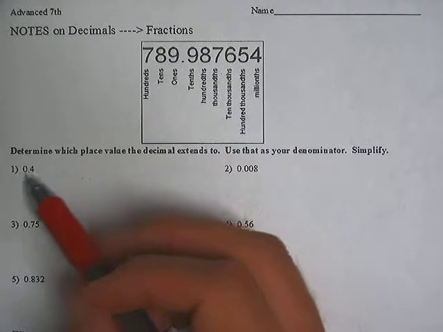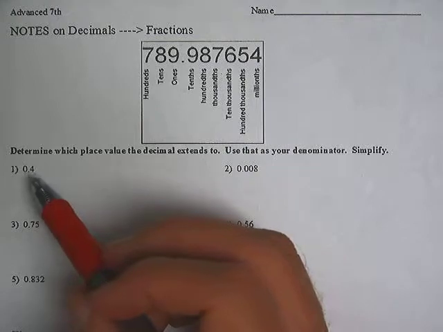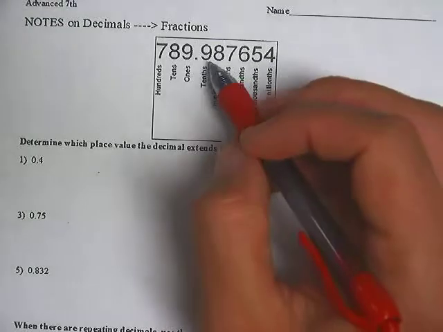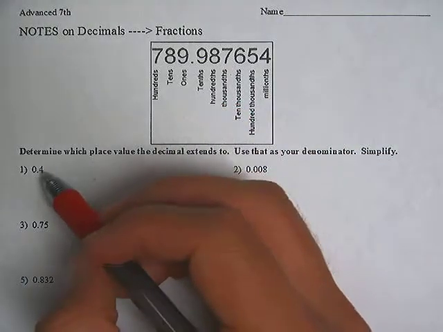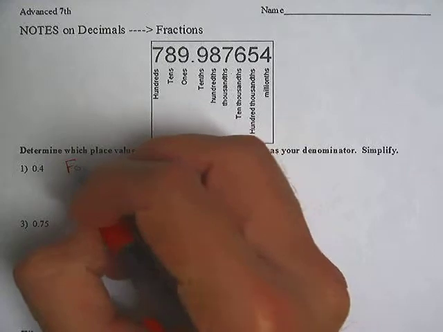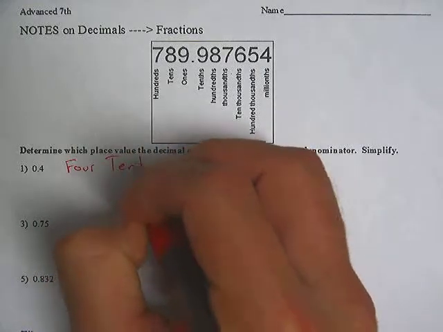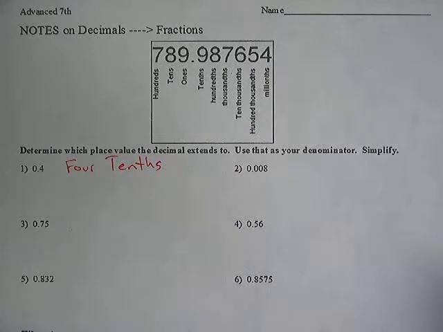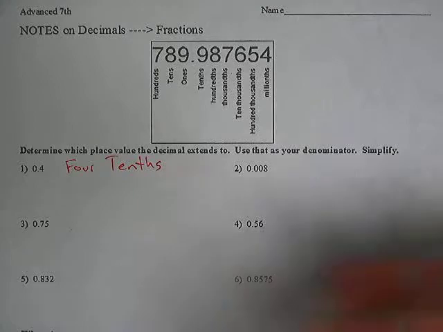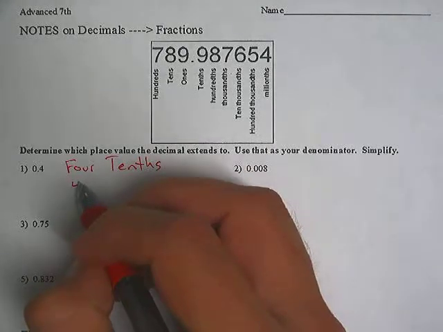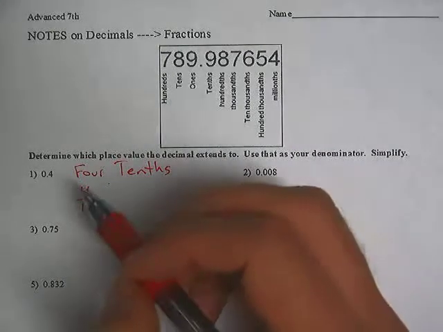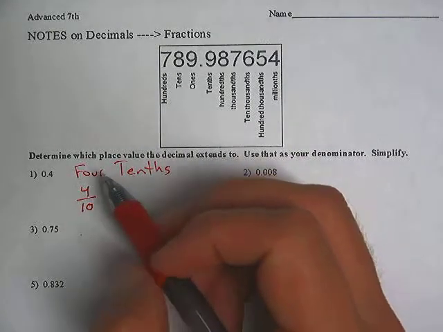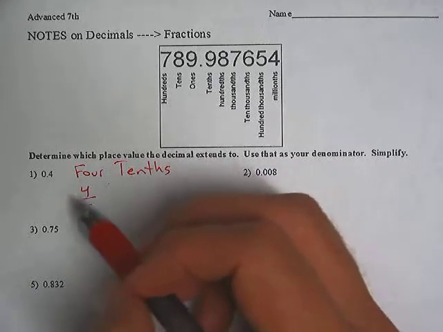So if I just ask you to read this number or write it out in words, 0.4 is in the tenths column, or the tenths place value. So if I was going to write this out, this number is 4/10. And you've seen that before. So when I want to turn this into a fraction, I literally just write that as a fraction, 4/10. These have the same value. That's why we call this 4/10.